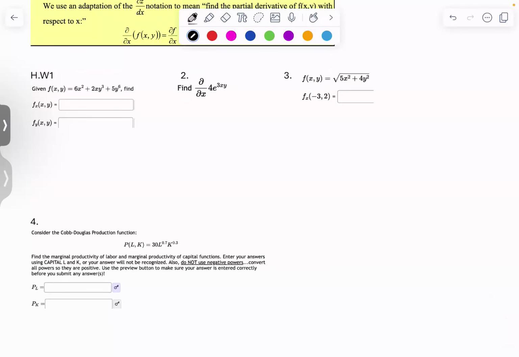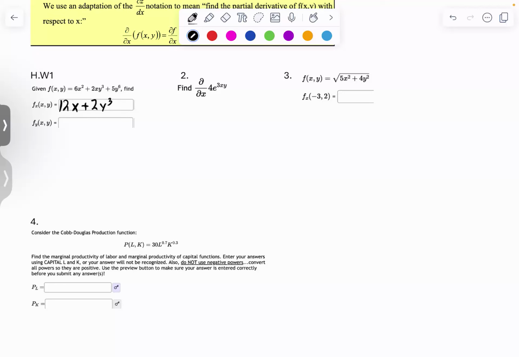So we have a function f of x,y equals 6x squared plus 2xy to the third plus 5y to the sixth. And we're going to find the partial derivative with respect to x, which means x is the only active variable. So 6x squared becomes 12x. And because of 2xy to the third, the x just becomes a 1, so we just end up with 2y to the third. And the 5y to the sixth is now a 0 because it's considered a constant relative to x.